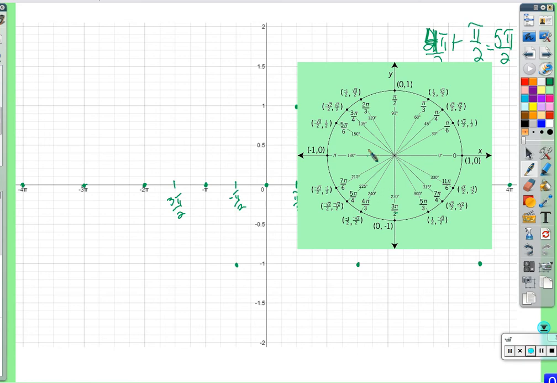So here's negative 3 pi over 2. What's the sine of negative 3 pi over 2? 1. And then 0. And then we're going to come back around to here, to negative 5 pi over 2, and it's going to be negative 1. And then we're going to come up here, it's going to be 1. And it's going to go back and forth, and we're not surprised.